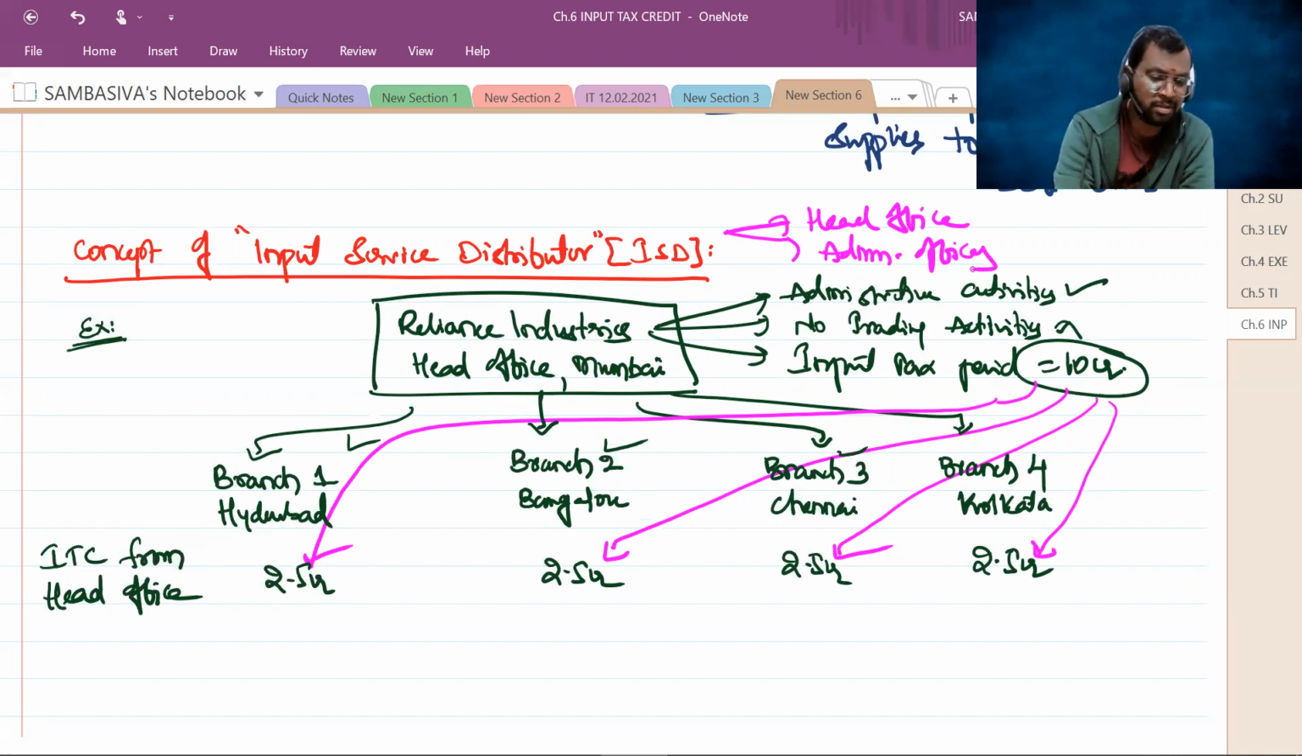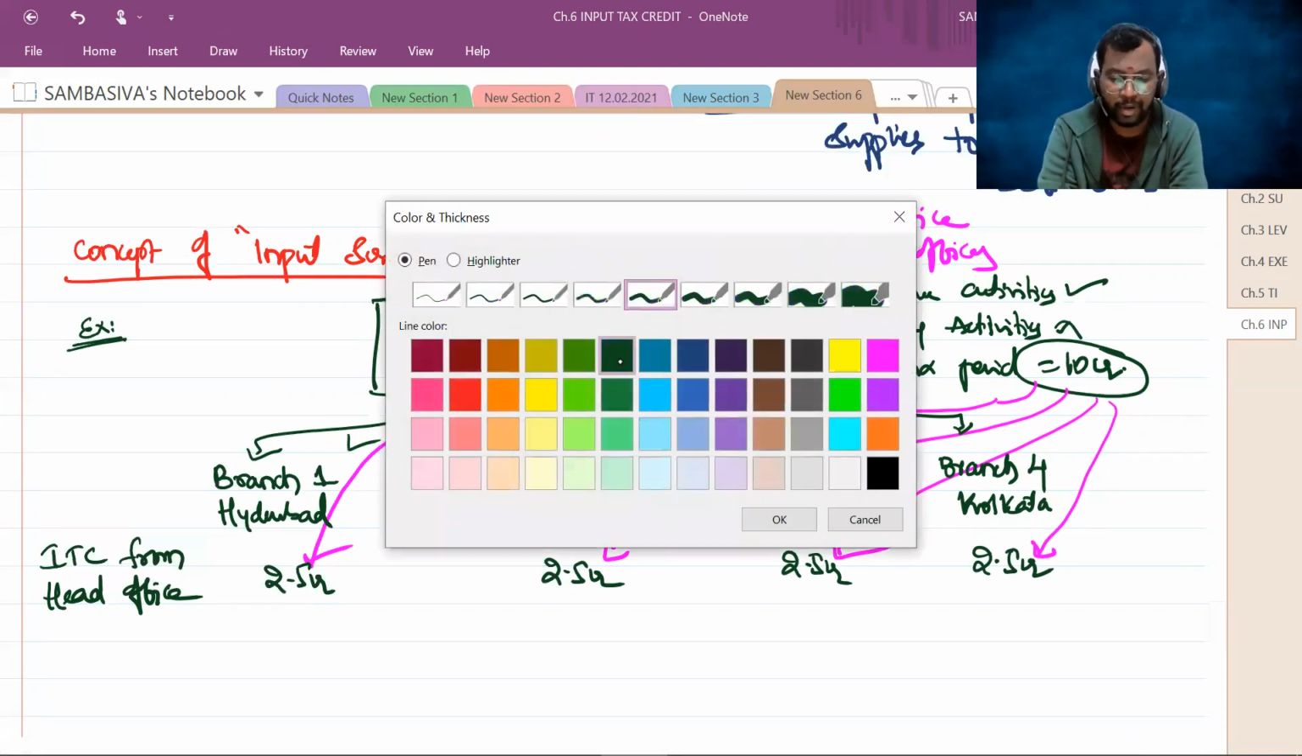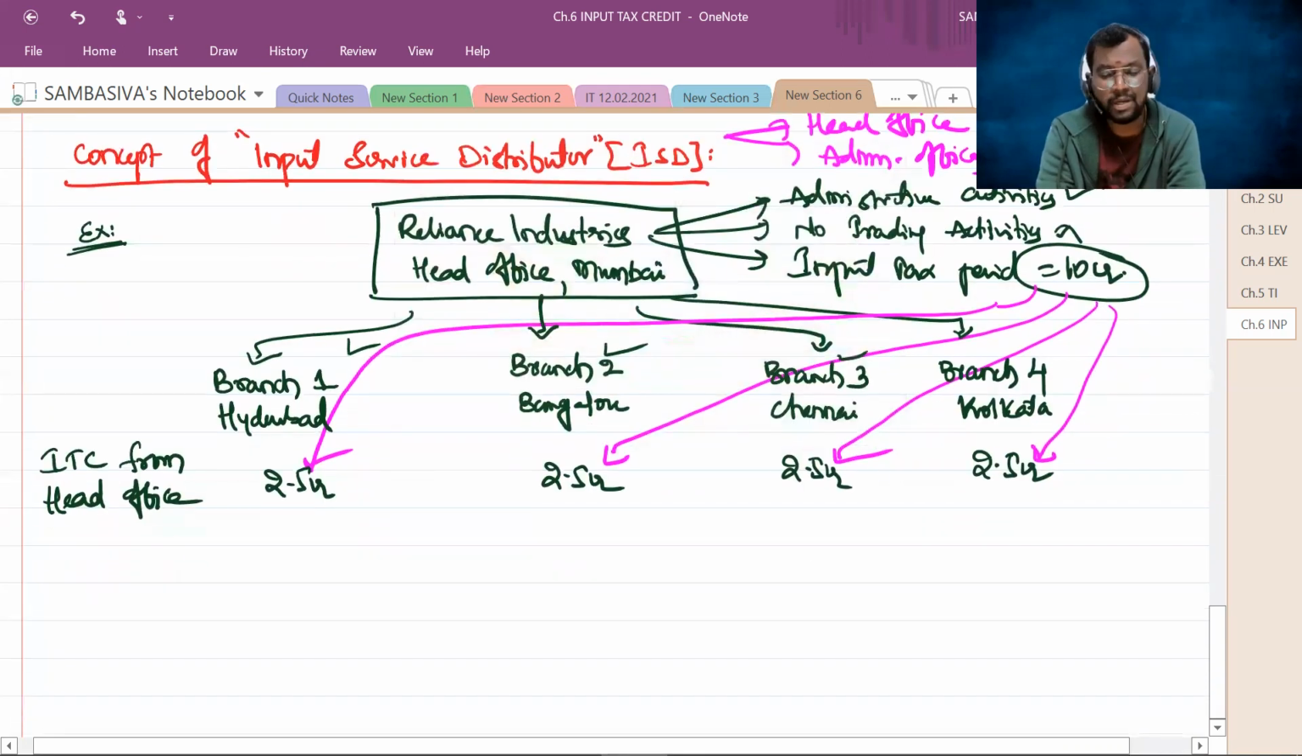Now how is the input GST distributed among these branches? This distribution should happen under the cover of a document. So the head office will issue a document to these branches, and by showing the documentary evidence, these branches can avail input tax credit. See, the department will question you: branch 1, you are claiming 2.5 crores as input tax credit, from where did you get these input taxes? Branch 1 says, sir, I got this from my head office.